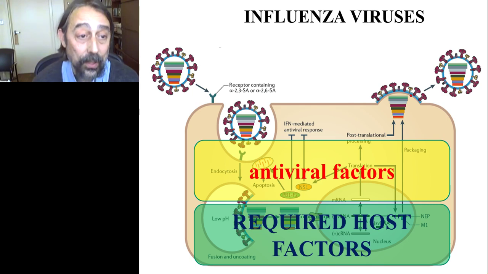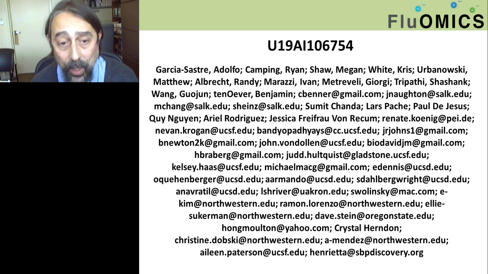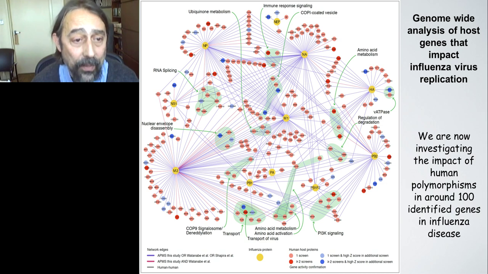Now, what are these factors? In order to identify these factors, we are using a systems biology approach. We call our program Fluomics. What we are doing is looking at the global level, and these are the emails of the people involved in this program. We're trying to understand at the global level what genes are used by the virus, using proteomics, genomics, and metabolomics techniques, and figure out what genes are important for viral replication, both antiviral genes and required genes. And this is an example of what we can do. Here, in yellow in these circles, we have the different proteins of influenza virus.